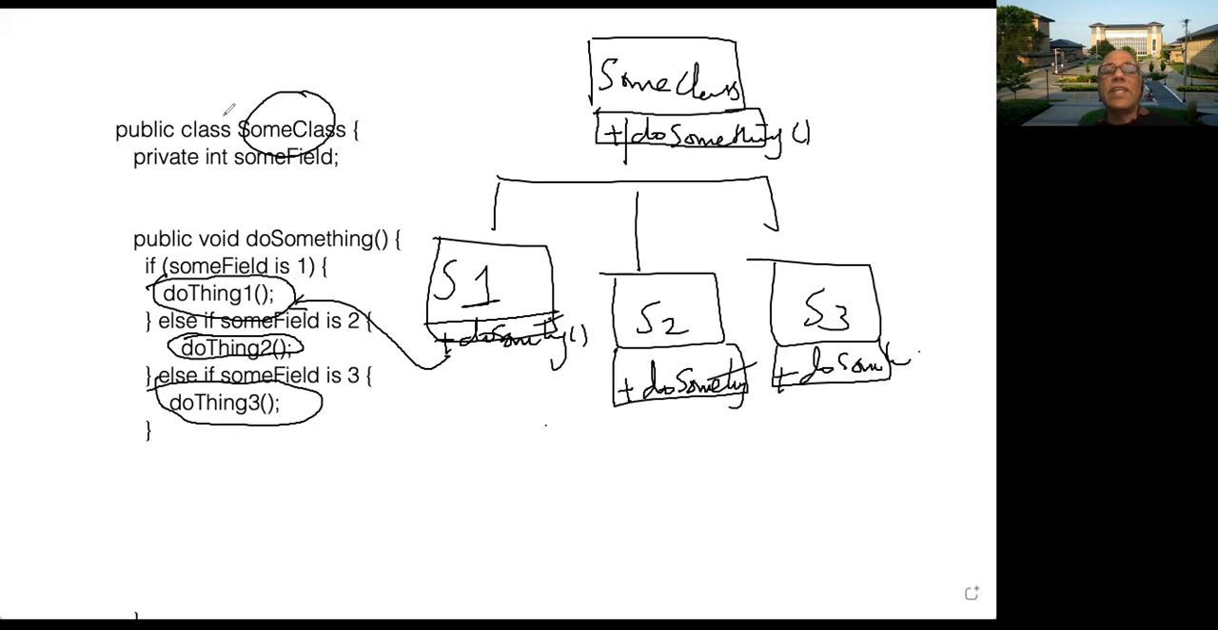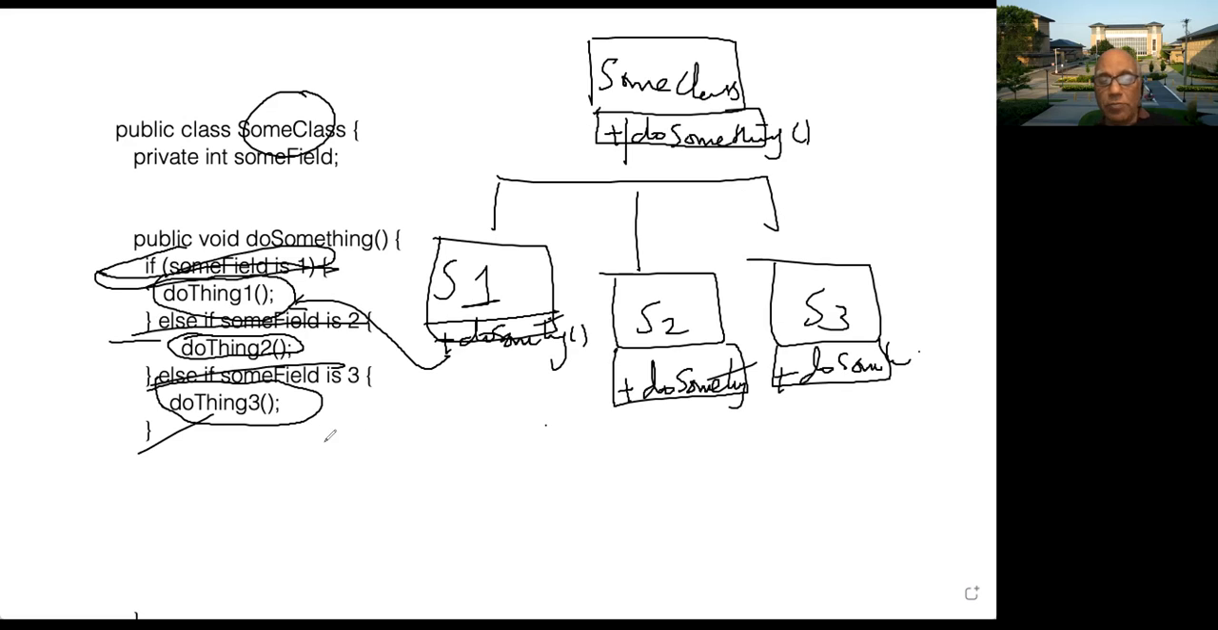So instead of creating all objects of type some class, we'll be creating S1 objects, S2 objects, and S3 objects. S1 will behave like when some field is 1, S2 will behave as if some field is 2, and S3 will behave as if some field is 3. So these conditionals are gone in these implementations. There is no conditional anymore in any one of these. So you simply have the code for do thing one, code for do thing two, do thing three. So we have replaced all these conditionals with polymorphism.